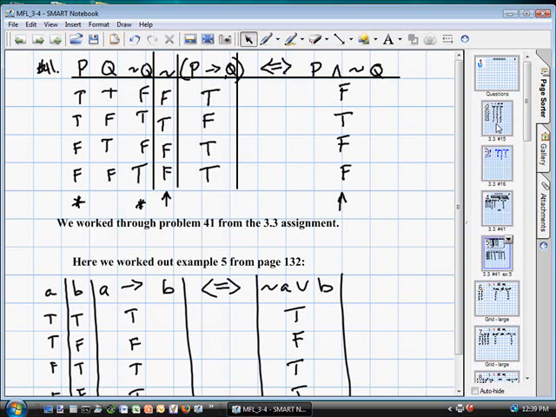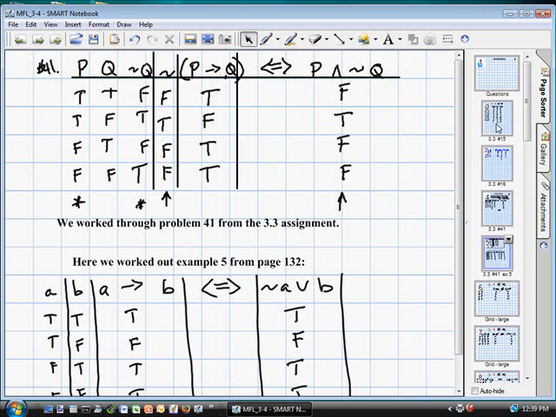Question was, from problem 40, it's clear that the negation of if P then Q is equivalent to P and not Q. Verify this by means of a truth table. So verify that the negation of if P then Q is equivalent to P and not Q. In other words, show that this side is equal to that side.